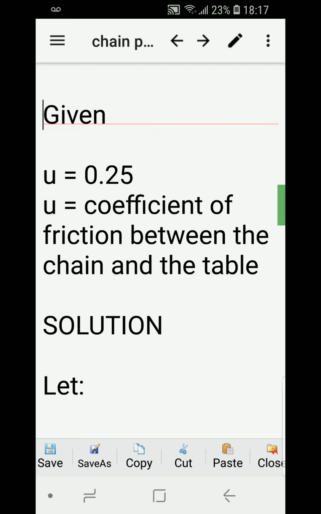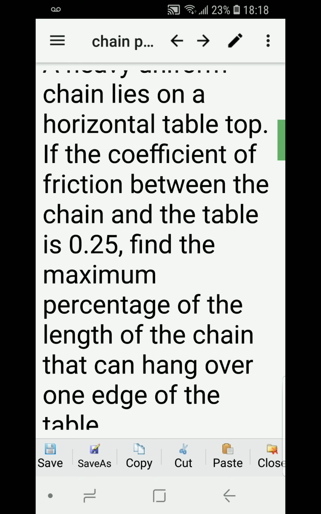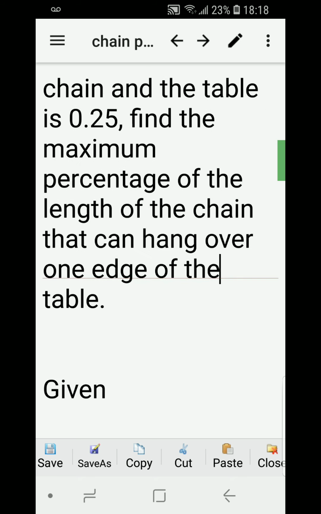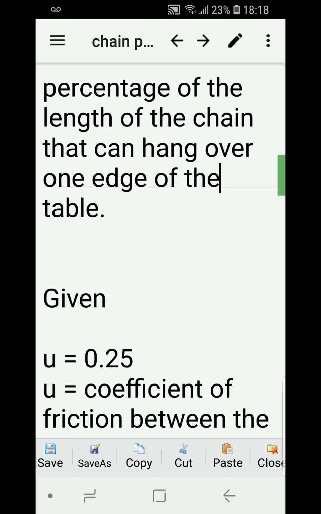So here's our given: the coefficient of friction between the chain and the table. The unknown here is the percentage of the length of chain that can hang over one edge of the table.